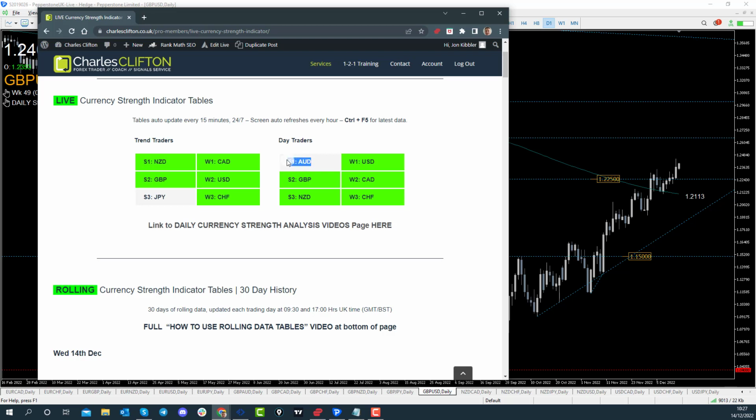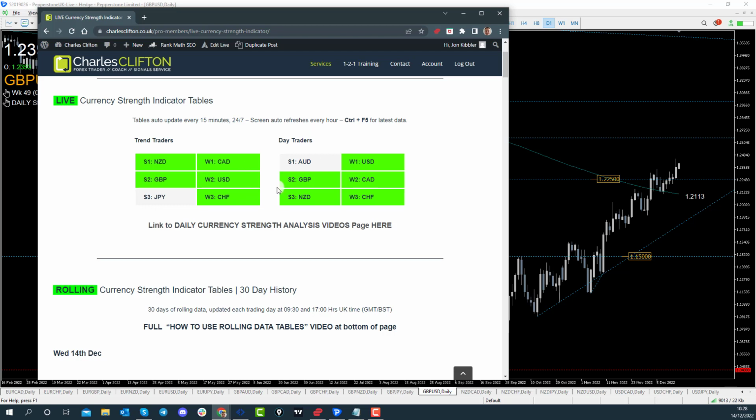Day traders, we've got Aussie topping the table, followed by the Great British Pound, followed by the New Zealand dollar. On the weak side, we have the dollar topping the table, followed by the Canadian dollar, followed by the Swiss franc. So quite a lot of confluences here today.